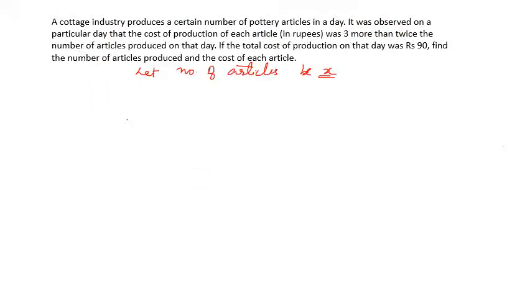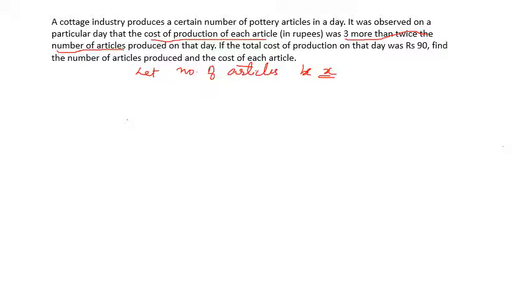The cost of production of each article is equal to 3 more than twice the number of articles produced. So this is a clue here. This is what we will use for making the quadratic equation.